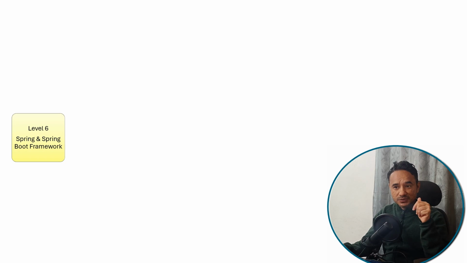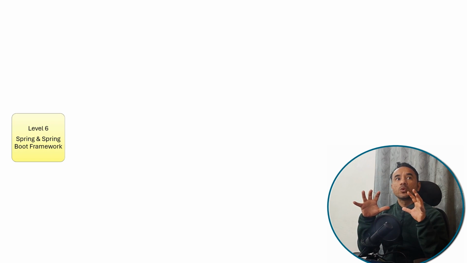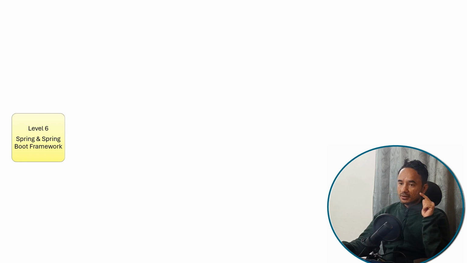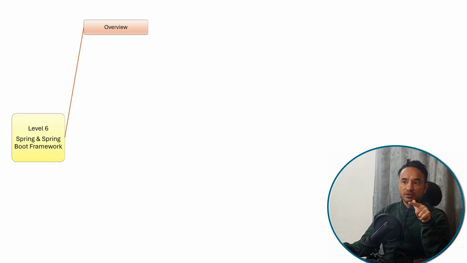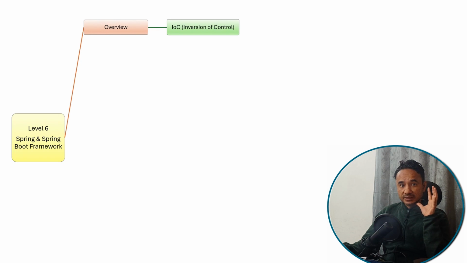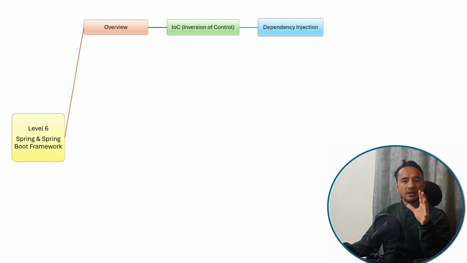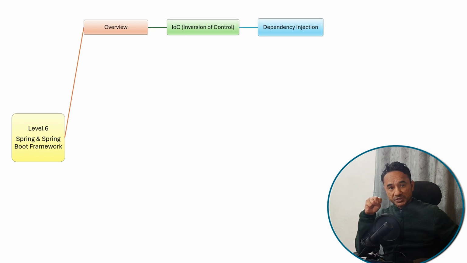Here is level 6, which is the Spring and Spring Boot framework. Spring is one of the most widely used frameworks in the industry. In Spring, first we will start with just the Spring framework, and here again the basics, the overview. Understand the core principle, inversion of control, the most important principle, and dependency injection, how it manages the object lifecycle. So this is the top reason why we use Spring in our project.